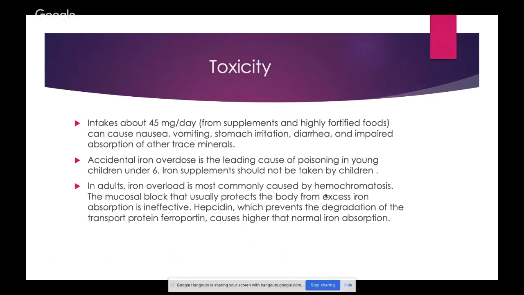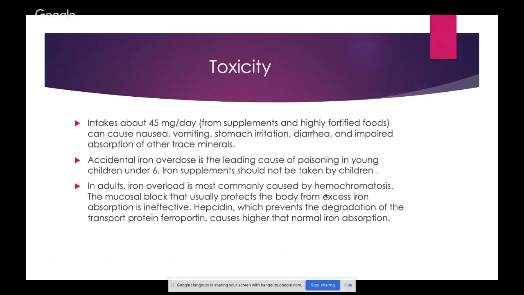In adults, iron overload is most commonly caused by a condition called hemochromatosis. This is where the mucosal block that usually protects the body from excess iron absorption is ineffective. So hepcidin, which prevents the degradation of the transport protein ferroportin, causes higher than normal iron absorption. Hemochromatosis is when your body has too much iron and it's being absorbed, but the ferroportin is not able to transport the iron back out of your cells. And so you just keep on accumulating all this iron and you're not able to get rid of it.